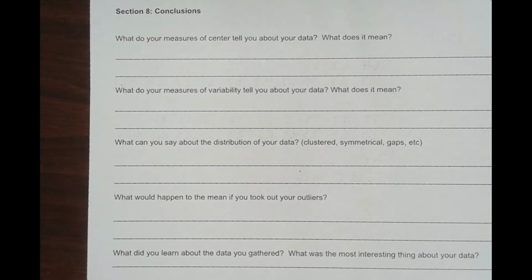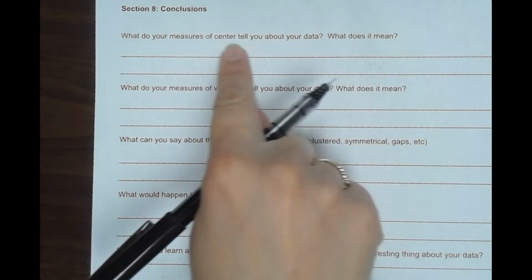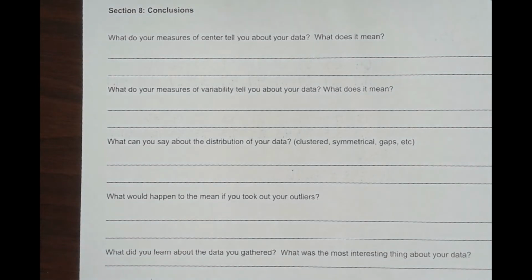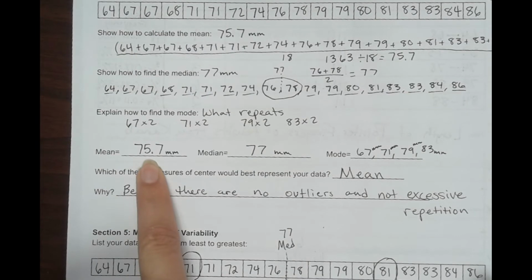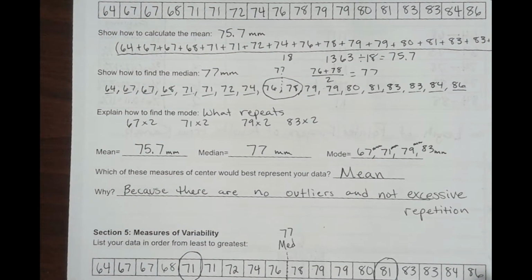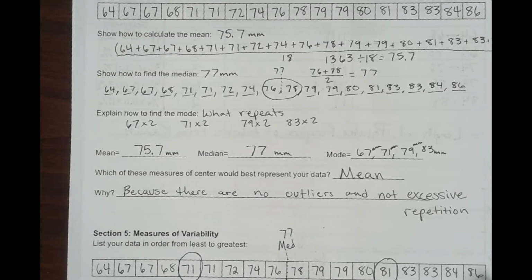This is why scientists and economists and all sorts of people who study different things look at statistics. They make generalizations about what they've learned. So, what do your measures of center tell you about your data? What does it mean? Okay, so when we looked at our measures of center, we had a mean of 75.5, a median of 77, and a few modes because they only repeated twice.